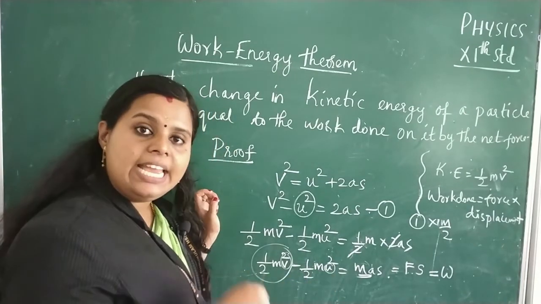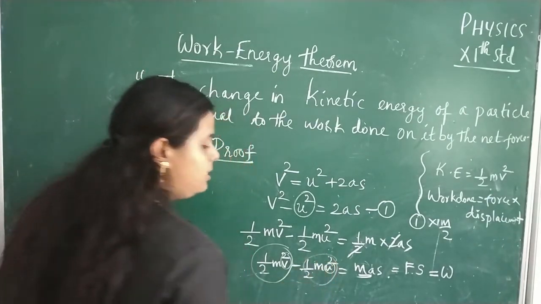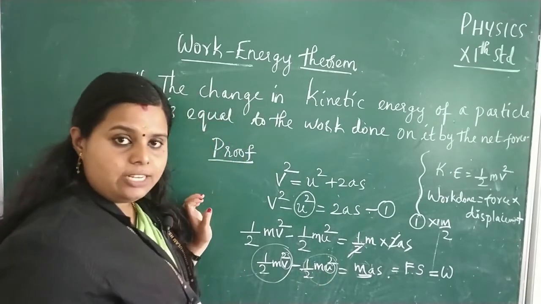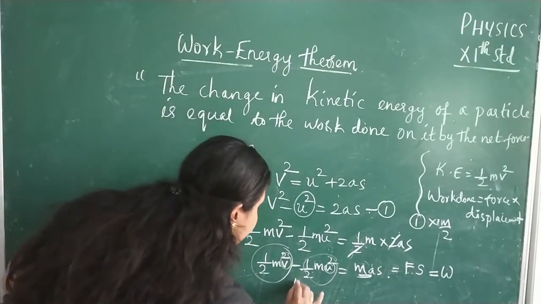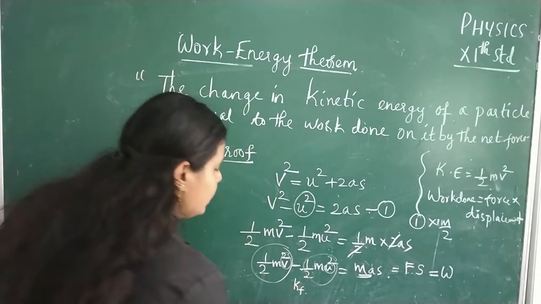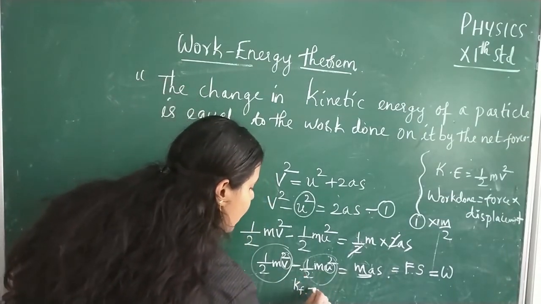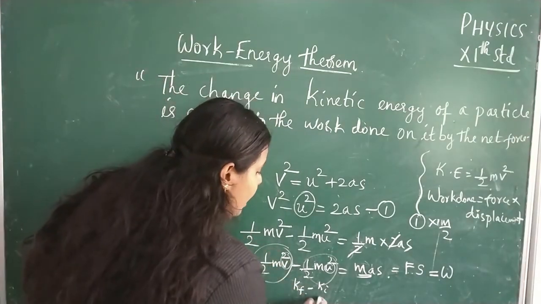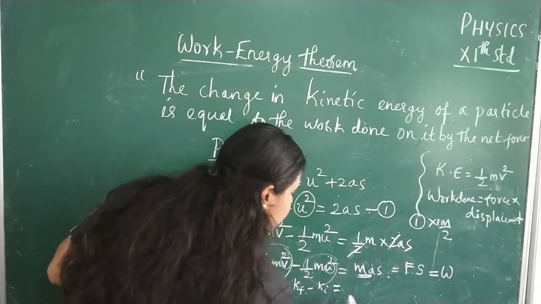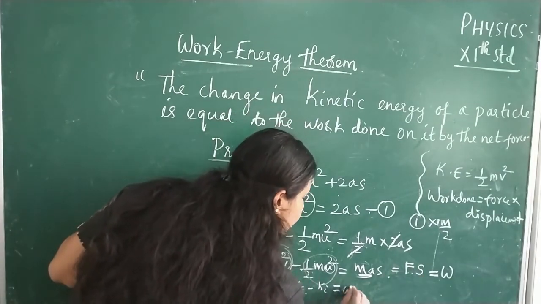u is the initial velocity. So this term, this is initial kinetic energy. So final kinetic energy minus initial kinetic energy. We can represent final kinetic energy by kf and initial kinetic energy by ki. So kf minus ki, that is equal to work done W.